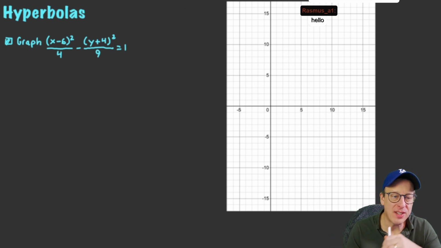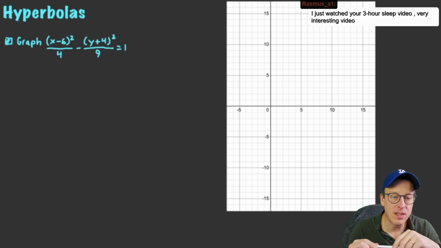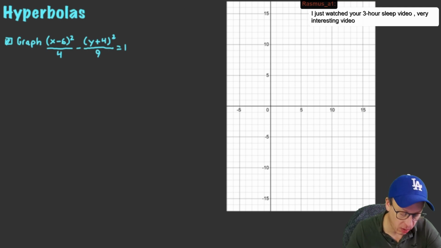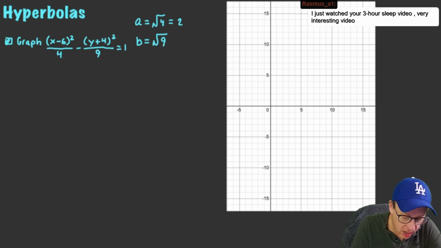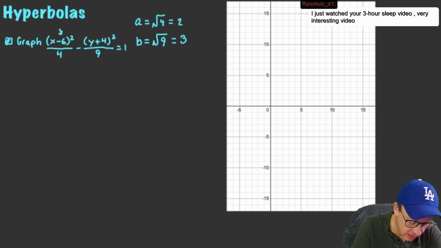Well, since x is positive, what does that tell us? Well, way back here, we said that if x is positive, that means that our hyperbola is going to open to the left and the right. So, we take our formula here and what we know about it. A is going to be equal to the square root of 4, which is equal to 2. And B is going to be equal to the square root of 9, which is equal to 3.